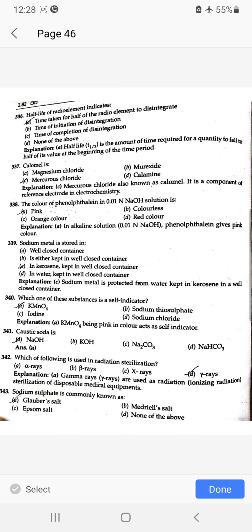The color of phenolphthalein in 0.01 N NaOH solution is pink. Sodium metal is stored in kerosene, kept in a well-closed container. Which one of these substances is a self-indicator? KMnO4, potassium permanganate. Caustic soda is sodium hydroxide, NaOH. Which one of the following is used in radiation sterilization? Gamma rays. Sodium sulfate is commonly known as Glauber's salt.